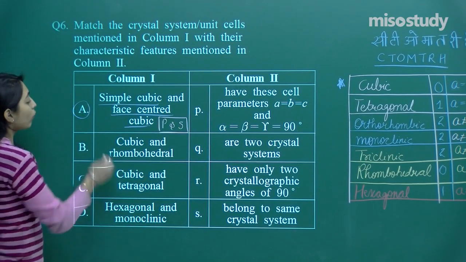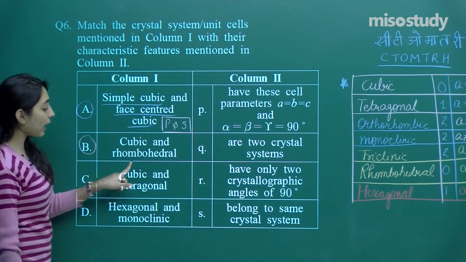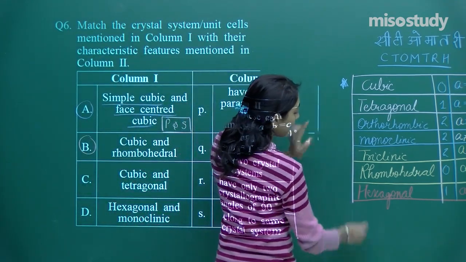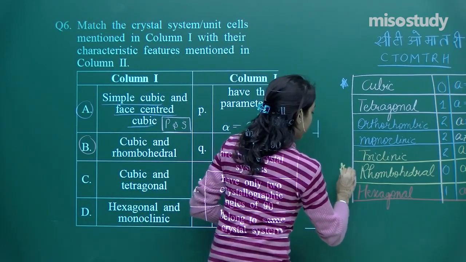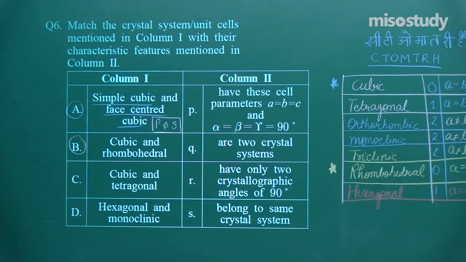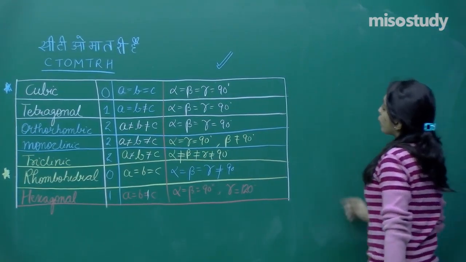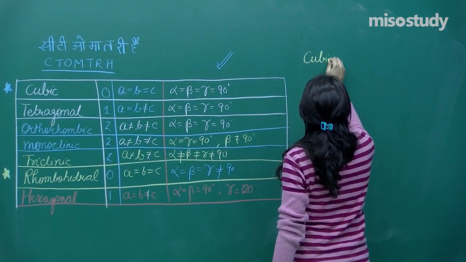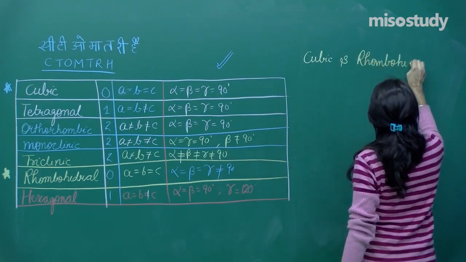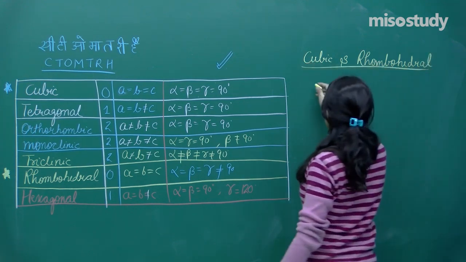Okay. Now we move on to the second part, which is part number B. He is talking about cubic and rhombohedral. So this is cubic which is given to me, and where is rhombohedral? This is rhombohedral. So these two are given to me. Let us try to figure out the PQRS once again. So we have cubic and rhombohedral unit cells. And we have the options.